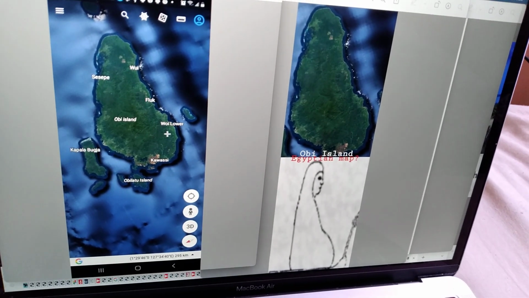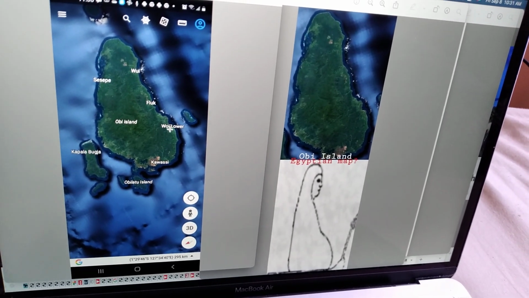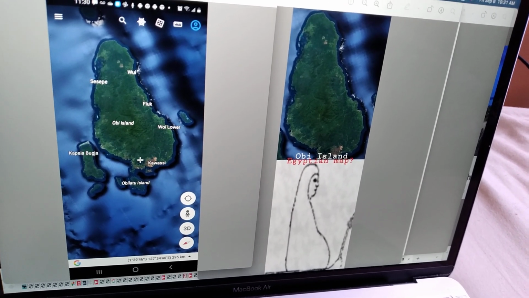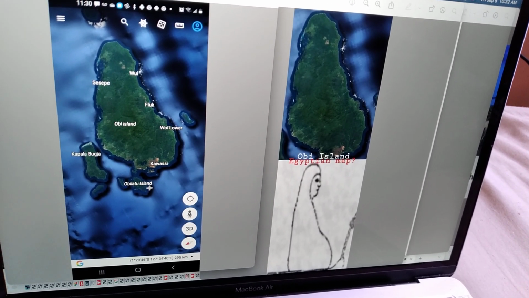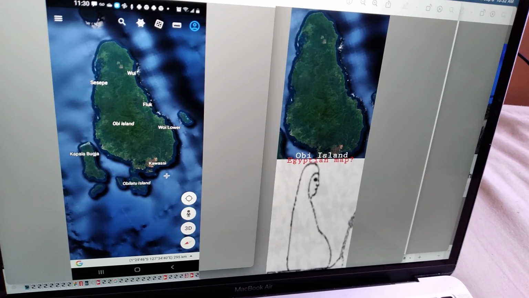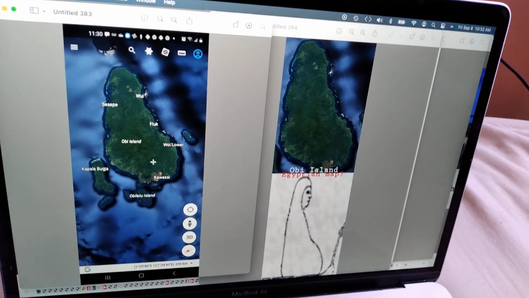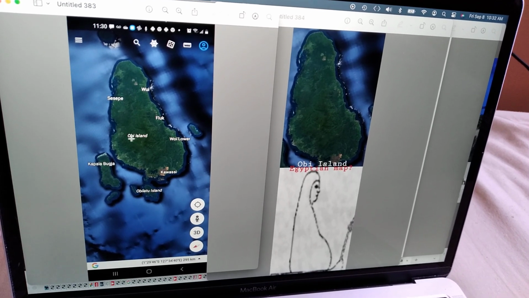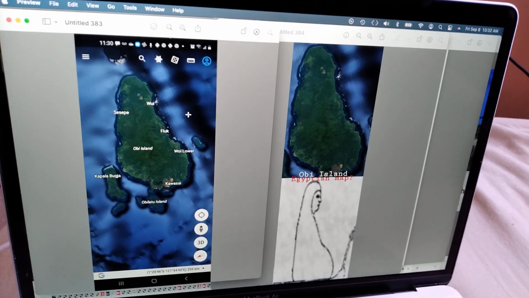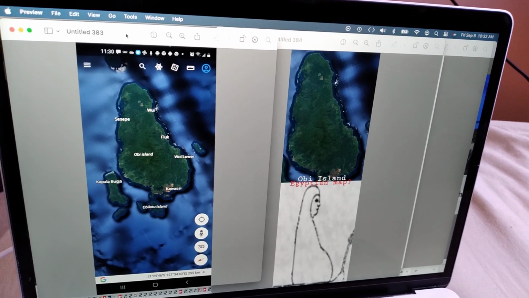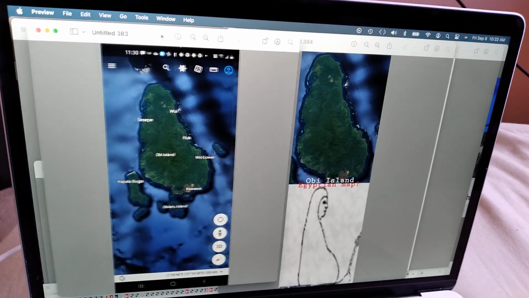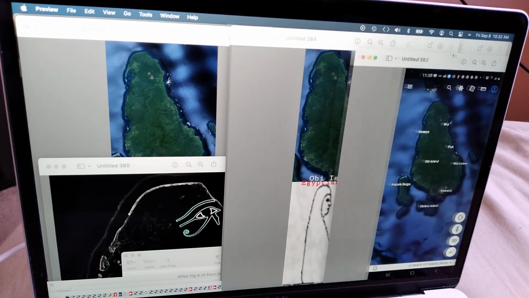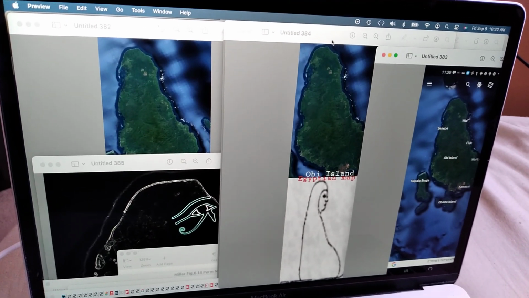Obi Island. It's also called Obilatu, I think. Or maybe this is just Obilatu, but there's some other name for the whole thing, which can be called some longer name as well. It might be Obilatu.